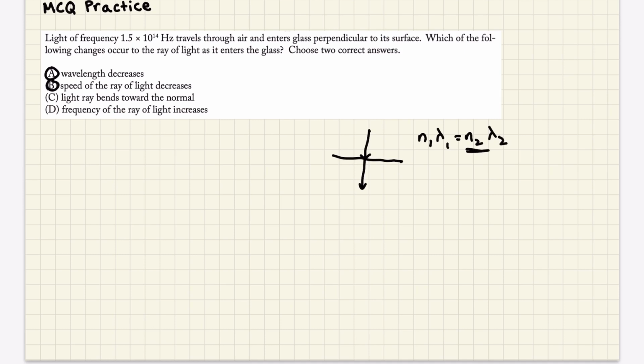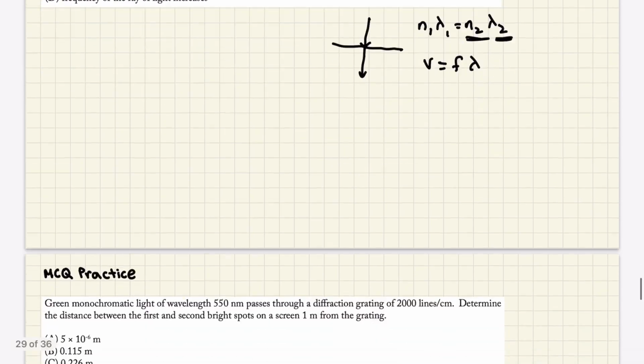In this case, n2 is larger than n1 because air is close to vacuum. The index of refraction of air is very close to 1 because it's very close to a vacuum. And we know glass is going to be greater because everything has a greater index of refraction than a vacuum. And so n2 is going to be greater than n1 no matter what. That means that to compensate for that, lambda 2 has to be less than lambda 1. And so the wavelength does decrease. That is true. And we also know that the wave speed is equal to the frequency times the wavelength. And as the wavelength decreases, that means that the wave speed also decreases. And so B is also correct.